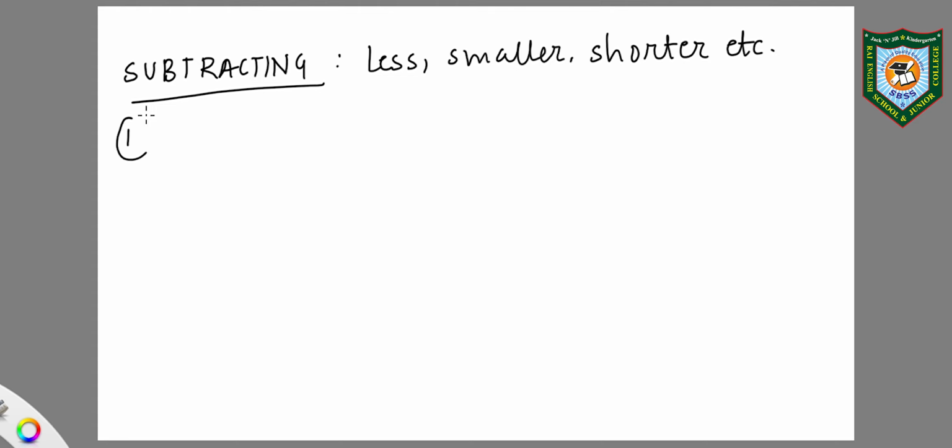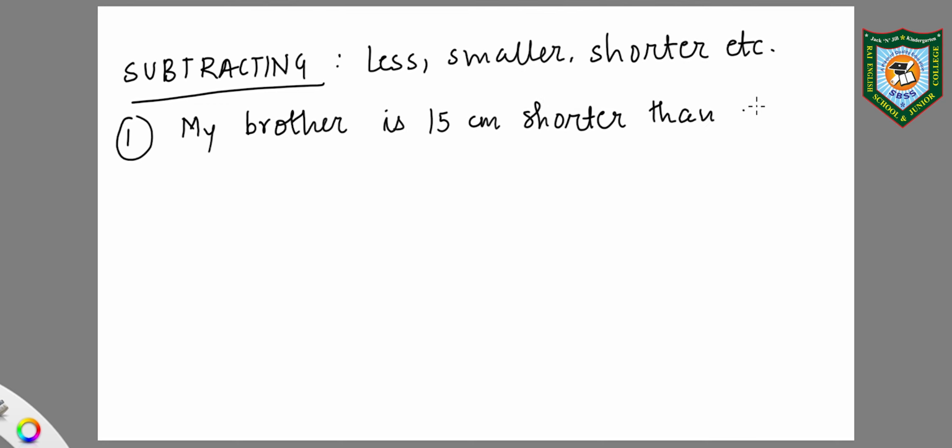Let's say I have a brother who has a shorter height than me. The statement might say my brother is 15 centimeters shorter than me. Again, I am comparing my brother's height to my height. The important word here is shorter. Shorter means that I need to subtract. But the question is, from whom do I need to subtract? Let's try to understand this.